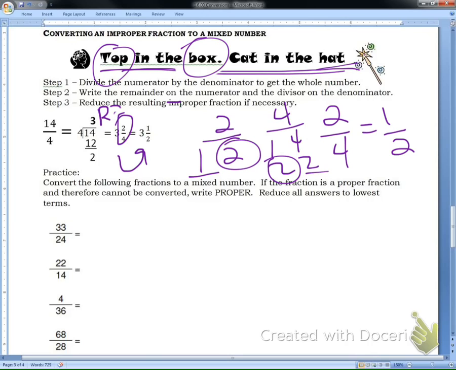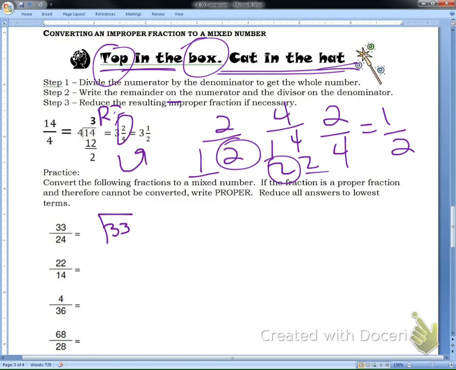So our directions are to convert all the fractions into mixed numbers. If the fraction is a proper fraction, therefore it can't be converted, write the word proper, and reduce all answers to lowest terms. So let's take a look at the first one. 33/24. Is that an improper fraction? Yes, because the top number's bigger. Alright, if the top's bigger, then you put the top in the box.